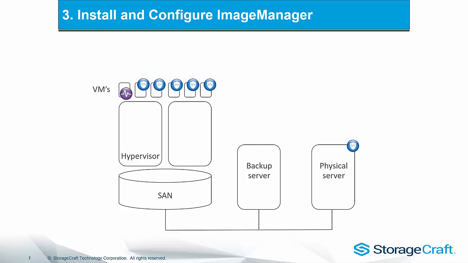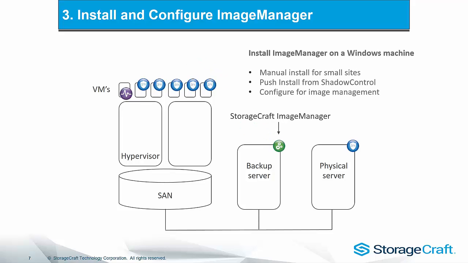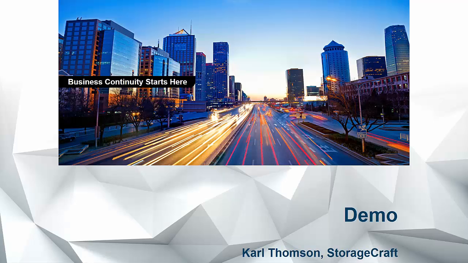The final step is to install and configure Image Manager. So Image Manager is going to sit on a Windows machine on your site, and for small sites this could be a manual install, or you could leverage the push install from Shadow Control. Final piece there is to configure the image management for your backups. Now, Image Manager's sweet spot is around 100 machines, so for the larger sites, if you've got hundreds of machines, you might look at a second or third Image Manager instance in your environment. Let's jump into a demo and take a quick look at this.